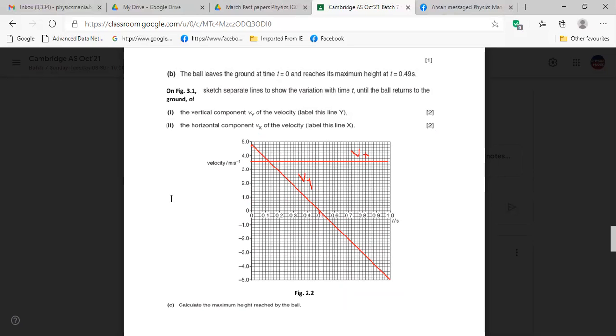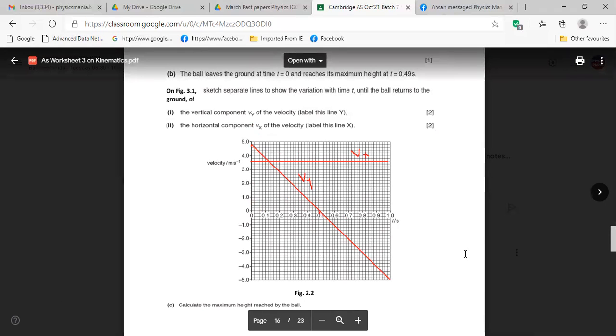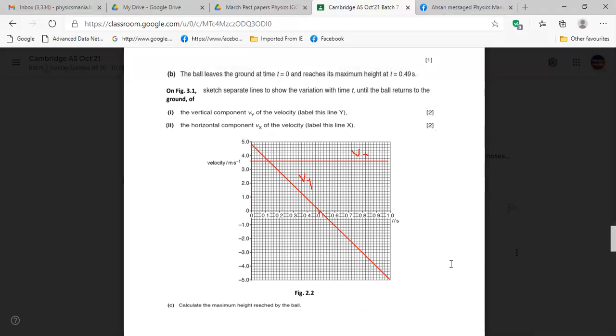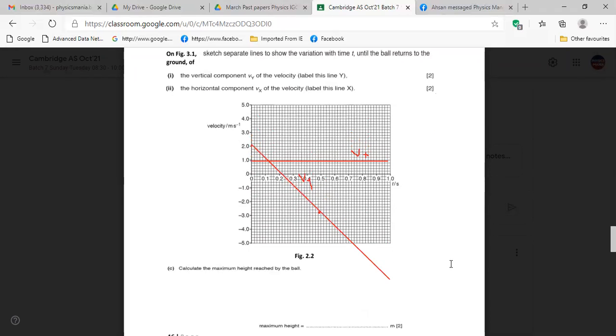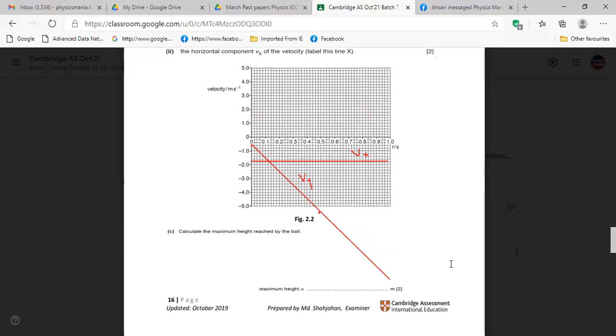Then you have to calculate the maximum height reached by the ball. So how will you calculate it? Maximum height? Sir, the maximum height here, the maximum height is 5.